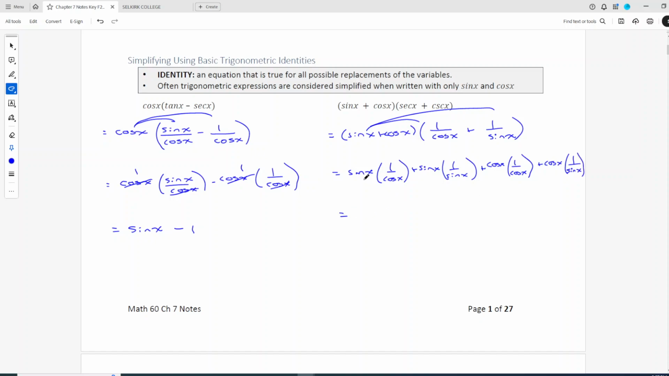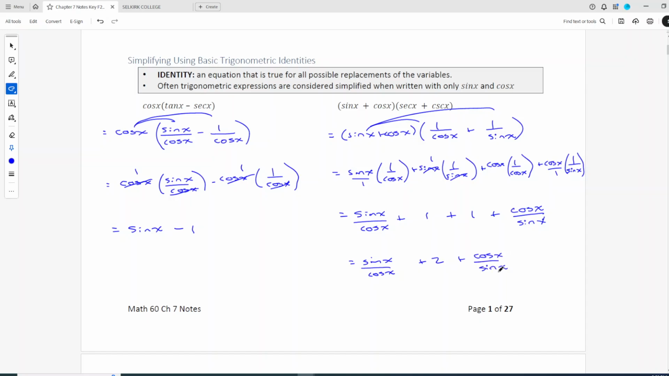Then I'm going to simplify. So for this one, there is nothing that can simplify, so I'm simply going to multiply across. I end up with sine x over cos x plus sine x times 1 over sine x. I can just go sine x divided by sine x is 1, so I'm left with plus 1. And then cos x divided by cos x is another plus 1. And then cos x over 1 times 1 over sine x will give me cos x over sine x. Now I'm going to collect like terms, and I could write this as sine x over cos x plus 2 plus cos x over sine x.